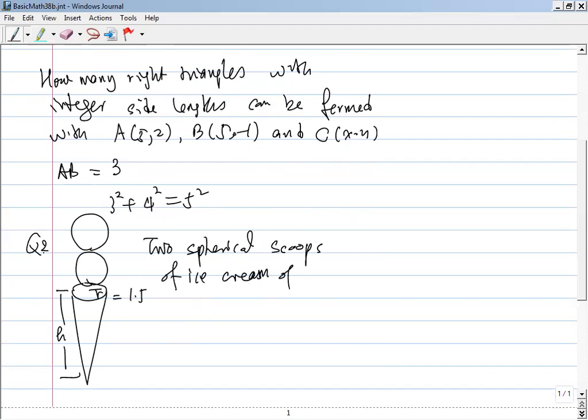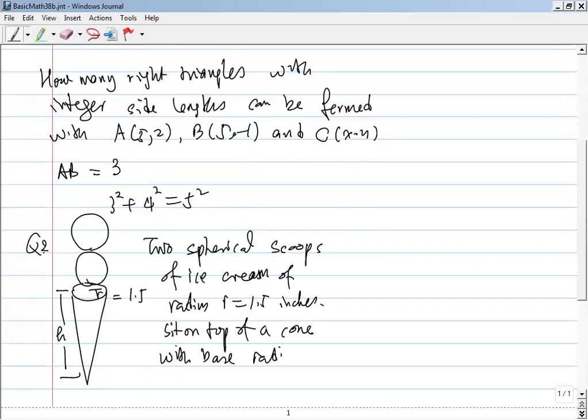They have the same radius, r equals 1.5 inches. And this sits on top of a cone with the same base radius, r equals 1.5. Okay, so this is the question.